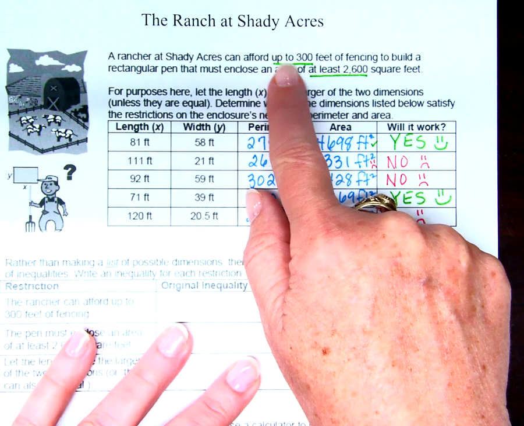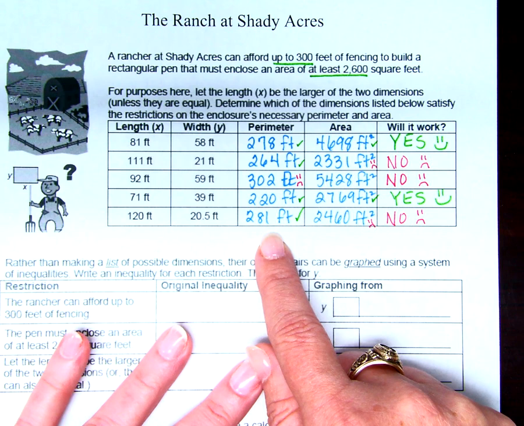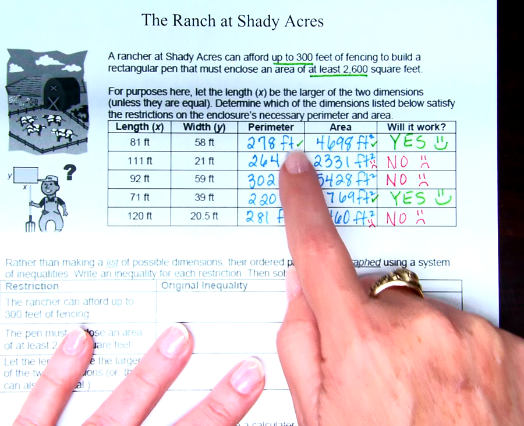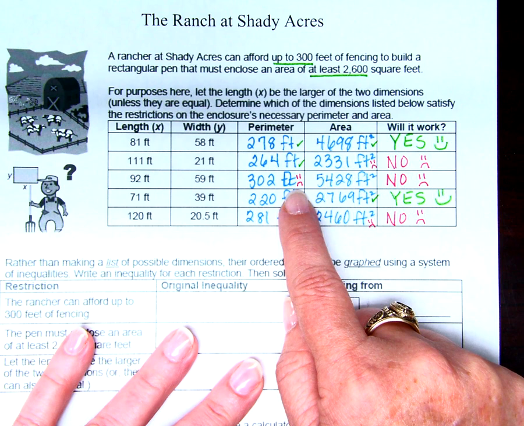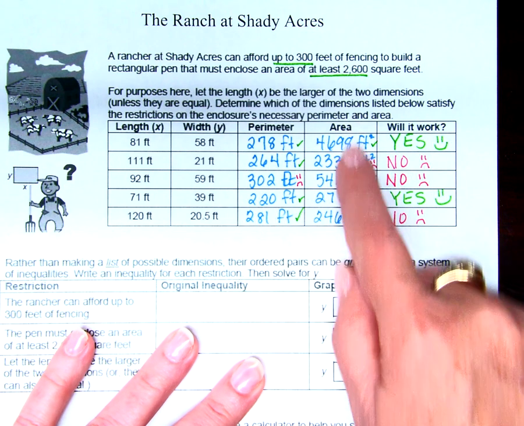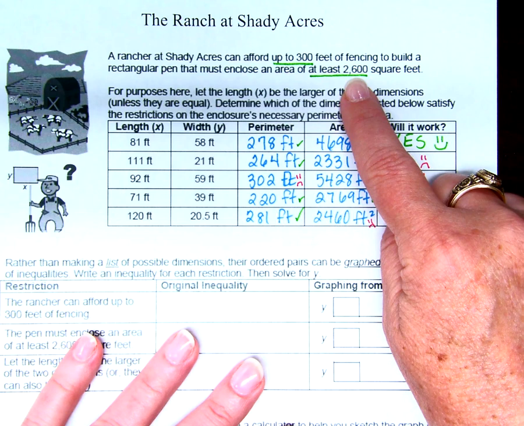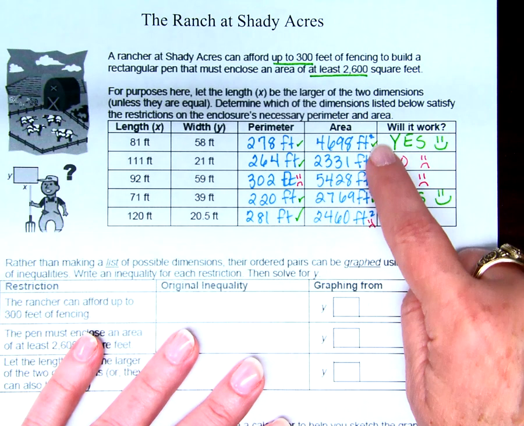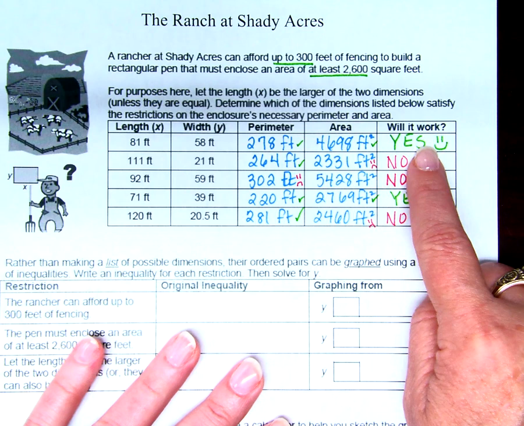They have to be up to 300, so we made sure that number was 300 or less, right? It had to be under 300, okay? And we went ahead and put check marks if it was under 300 and a sad face if it was not, okay? How did we do area? Greater than or equal to 2,600, right? So we did the same thing, check marks if it worked, frowny faces if it didn't. And then we said yes or no over here.